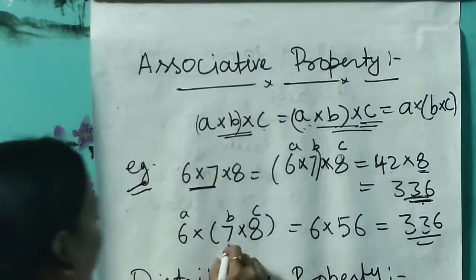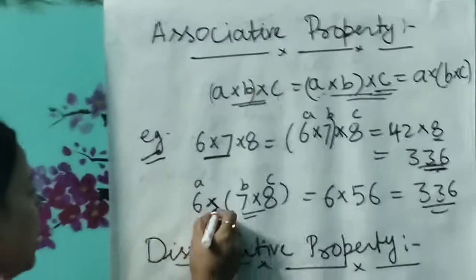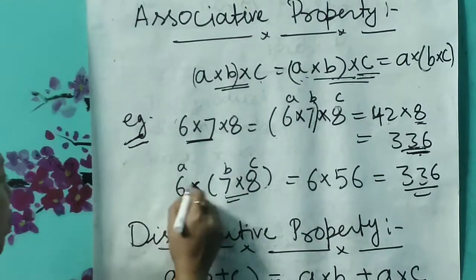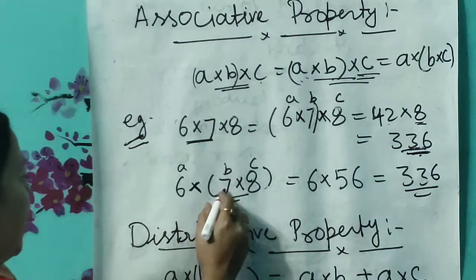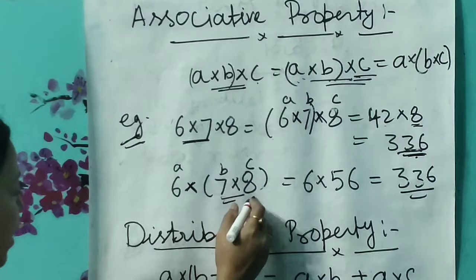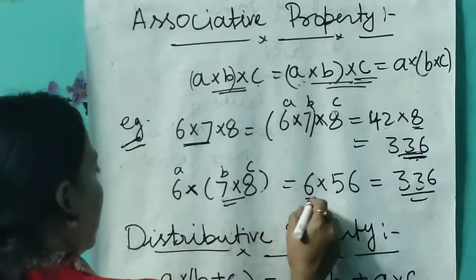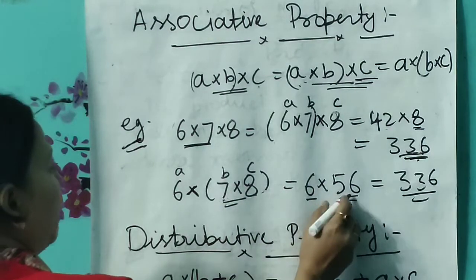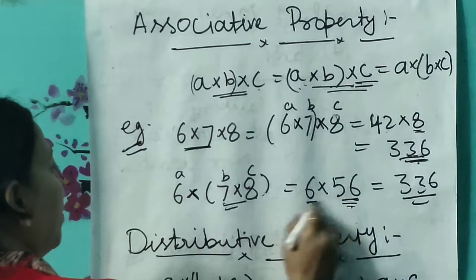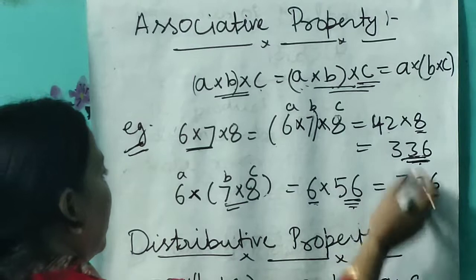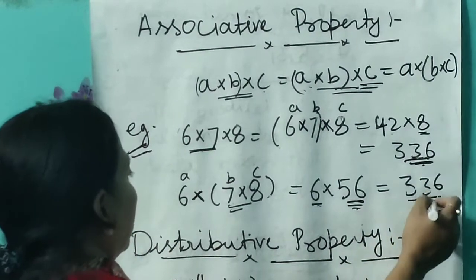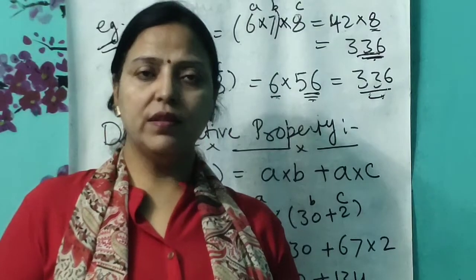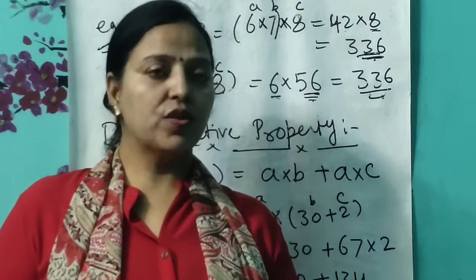Now the next way you can do it is to take A separately and multiply B and C together first. So 6 is written outside the bracket, and inside the bracket we write B and C, that is 7 and 8. First we multiply 7 and 8, and 7 8s are 56. Then 6 into 56 gives 336. So you can see here that in both cases the answer is the same. This is known as the associative law. Next one is the distributive law. This is an extra law.